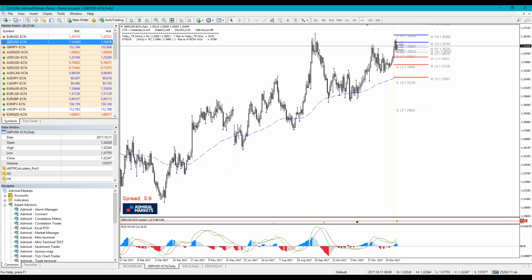Then you have an inverted head and shoulders here. Okay. Then you have trend line breaks. Then you have a history of highs and lows. Higher lows, higher highs. Higher lows, higher highs. And so on and so on.